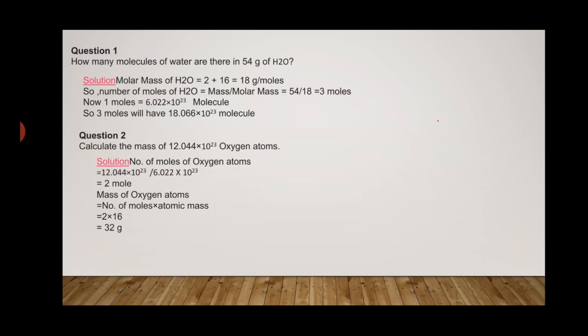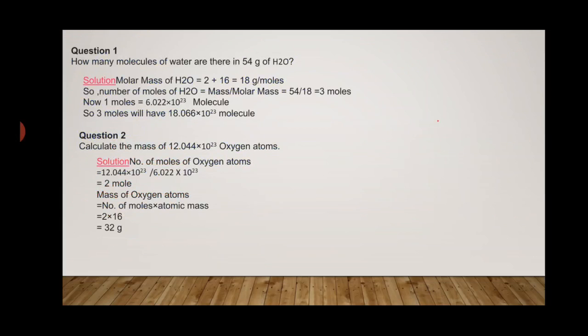Starting with the first question, how many molecules of water are there in 54 gram of water? So what exactly will we do? We will calculate the molar mass. 2 atoms of hydrogen are there and 1 atom of oxygen. So we will take the sum of the atomic masses of hydrogen and oxygen. Then it will come 18 gram per mole. After that, we will find out the number of moles present in 54 gram of water.